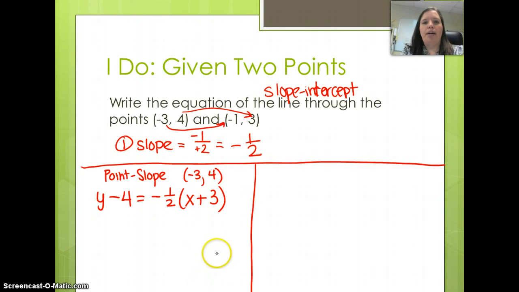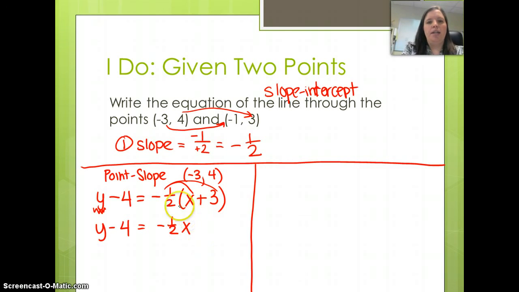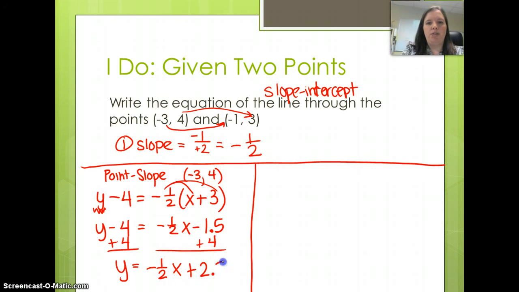Now I want to write my equation in slope-intercept form. If you write it in point slope form first, now all you have to think is, how do I get y all alone? So I'd distribute: y minus 4 equals -1/2 x. -1/2 times 3 is -3/2 or -1.5. Now how do I get y alone? I would add 4 to both sides. So the equation, although it looks a little odd because we have some decimals and fractions, would be -1/2 x, and -1.5 plus 4 would be plus 2.5.